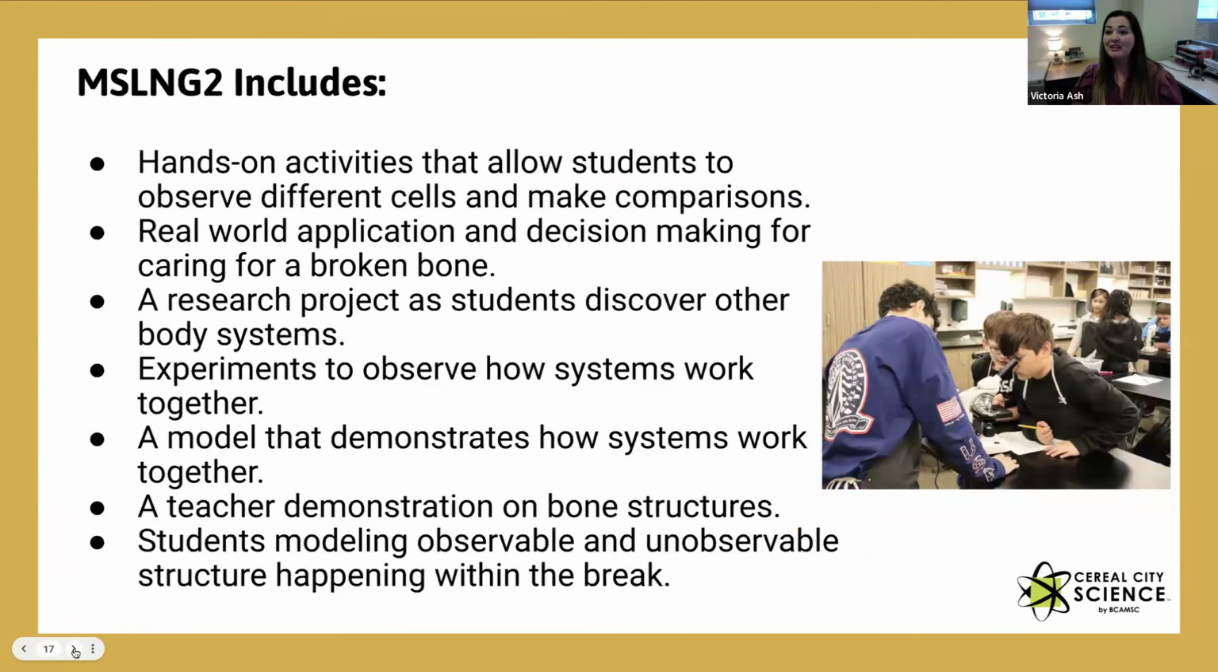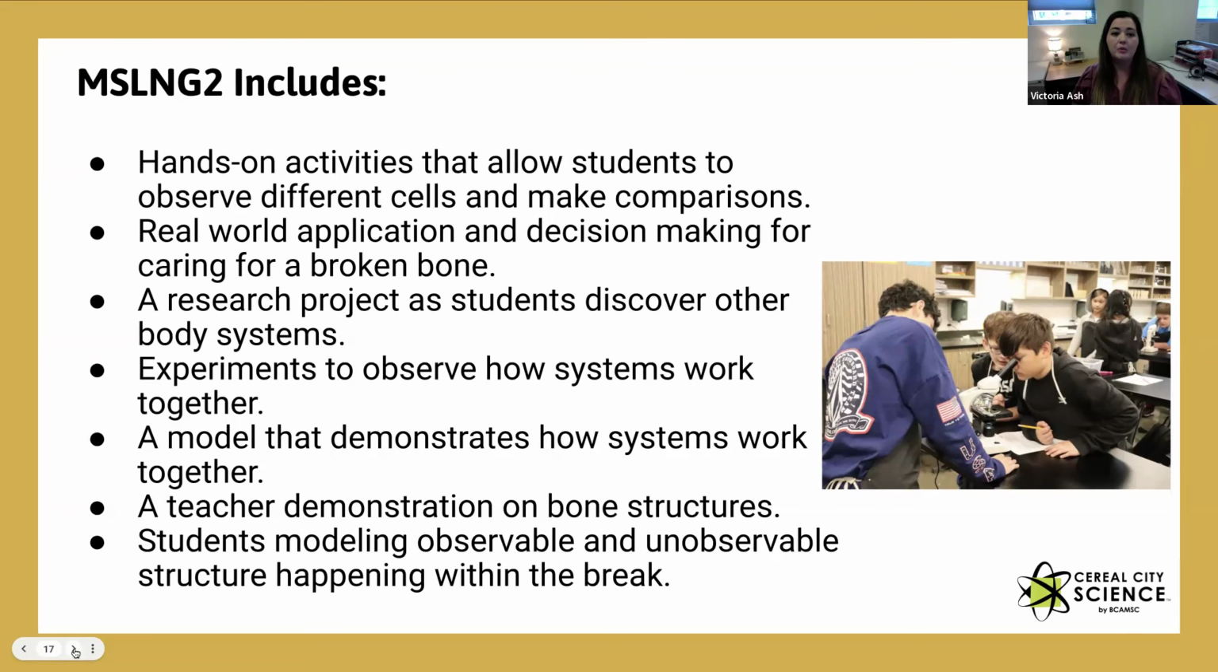Okay, so when we look at our unit as a whole, MSLNG2 includes hands-on activities that allow students to observe different cells and to make comparisons. And so, as I've stated before, they're going to be looking at prepared cells of plants and animals, and then they're also going to be creating their own cells of their cheek cells, as well as onions, peeling off different pieces so that they can create their own slides to look under a microscope.